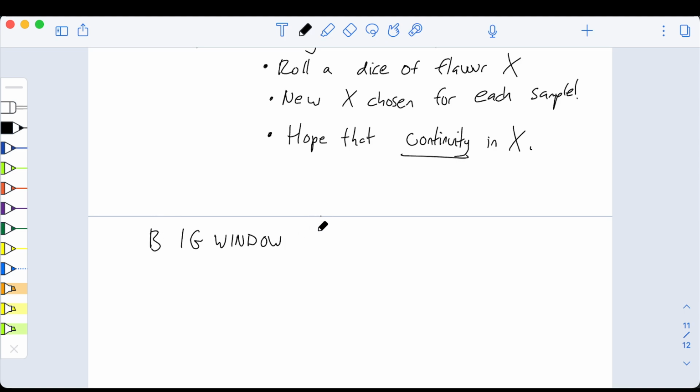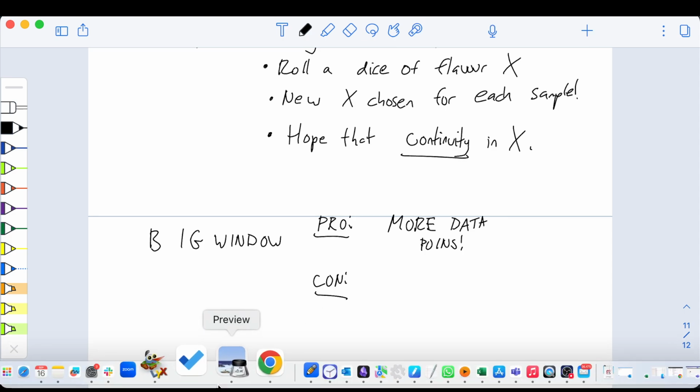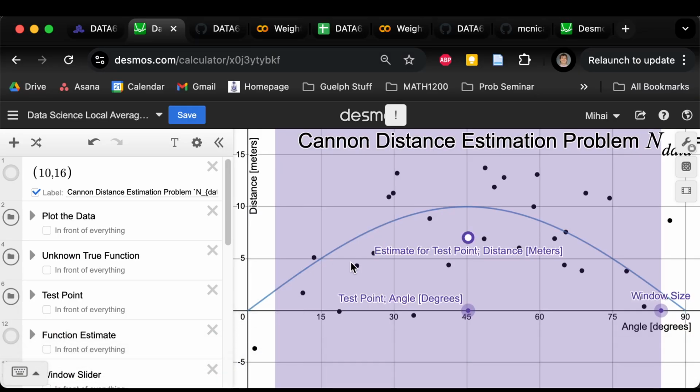The pro for the big window is more data points. But there is a con. If everything else was equal and there was no con, then more data would always be better. But everything else is not equal. As you increase the window size, it's true you are getting more data points, but there is a problem with those data points that is appearing. Who can tell me from the picture, what is the problem with increasing the window to get more data points?